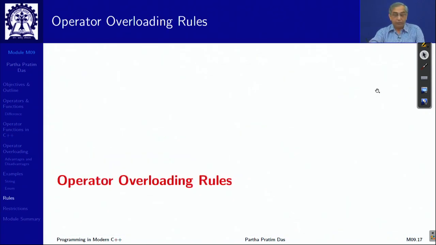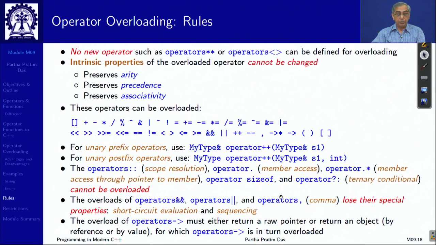Now, naturally operator overloading has certain rules, quite a bit of them actually, and you have to slowly get them settled in your mind. That is, you cannot define any new operator. Operators are as given in the language. You cannot say that I will have an operator star star or an operator less than greater than, not possible.